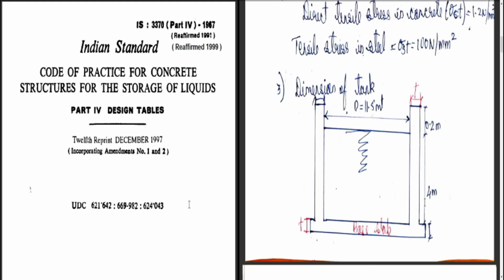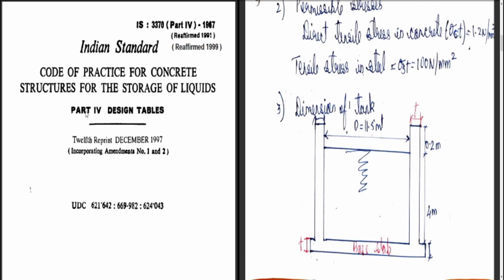Now let us see the dimensions. I will draw a rough diagram for the dimensions of the tank. Now let us see what all I have. So it is a circular water tank. These are the tank walls. This small t is nothing but the thickness of the tank wall. This is the base slab and this is the thickness of the base slab or depth of the base slab. So the water depth should be 4 meters.